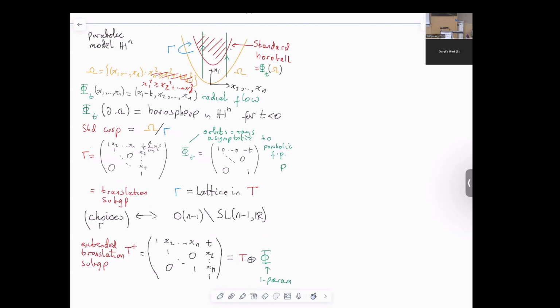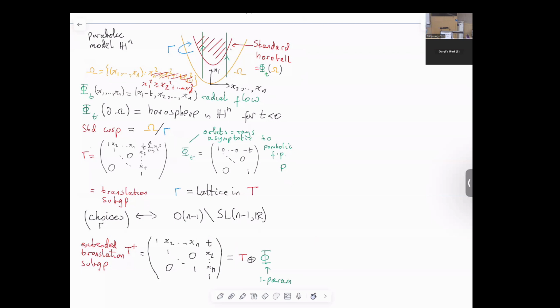On the other hand, the intrinsic geometry on a horoball is Euclidean. And if I rotate the horoball, it doesn't change the geometry. So in fact, cusps in hyperbolic manifolds correspond to elements of SL_{n-1}(R) up to the choice of an element in the orthogonal group. So that's a classification of Euclidean tori up to similarity. It's also the classification of cusps in a hyperbolic manifold.